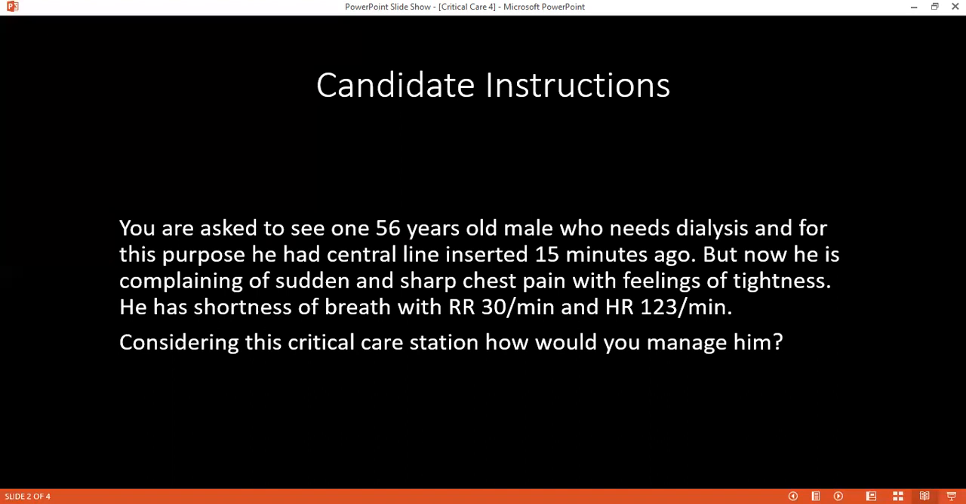Right. So if you have read and understood this critical care scenario, kindly tell me how you would manage this patient now? Okay, I will manage according to the CRISP protocol using the ABCD approach. Check the airway. Yes, the patient can speak. I will move to the breathing.